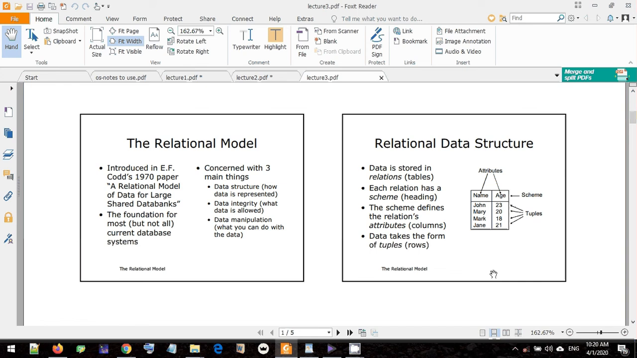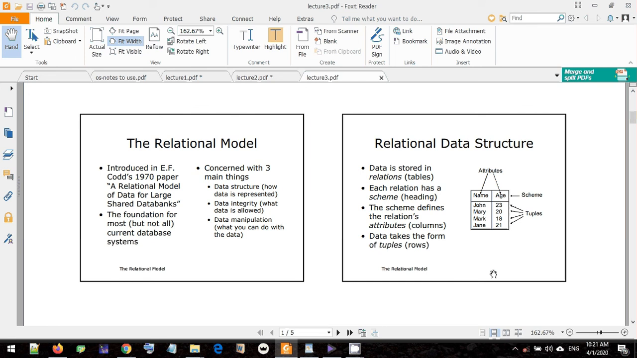Before we go ahead, it is important for us to remind ourselves that E.F. Codd in 1970 proposed a relational model in his paper titled A Relational Model of Data for Large Shared Data Banks. This model forms the foundation of our current database systems. In that paper, he focused on three contributions: data structure, data integrity, and data manipulation.